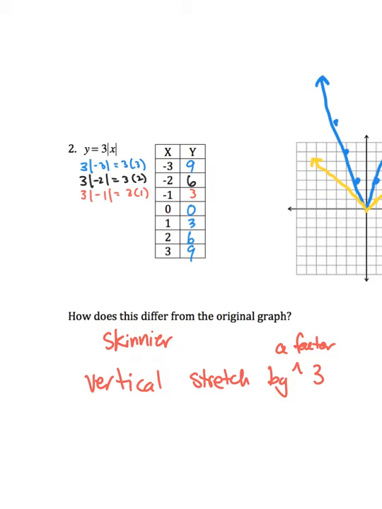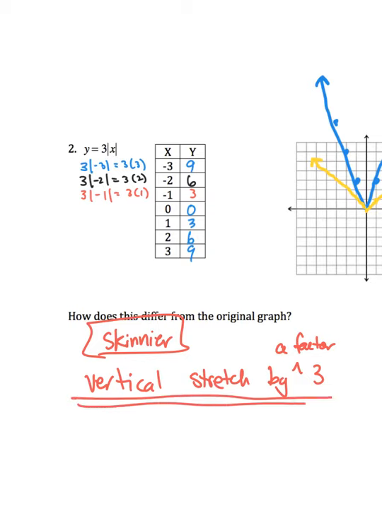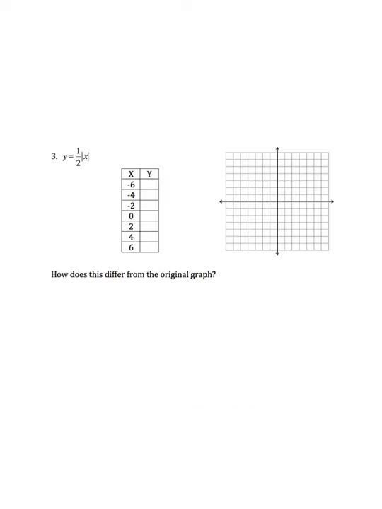So if you go into higher math like pre-calculus or calculus, they will call this a vertical stretch by a factor of 3. Skinnier is a great way to describe it. This is the mathematical way to say it. Okay, what if we did a 1/2 out in front? How is that going to change it?